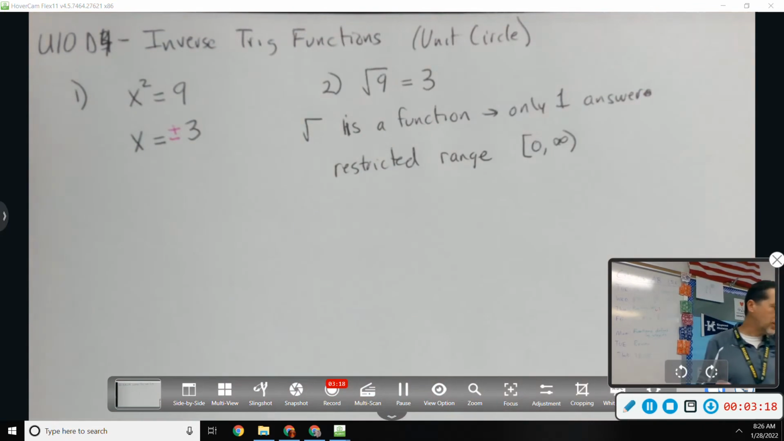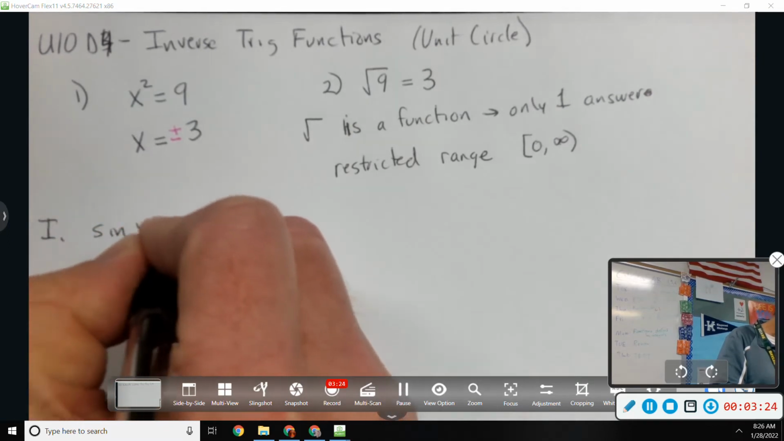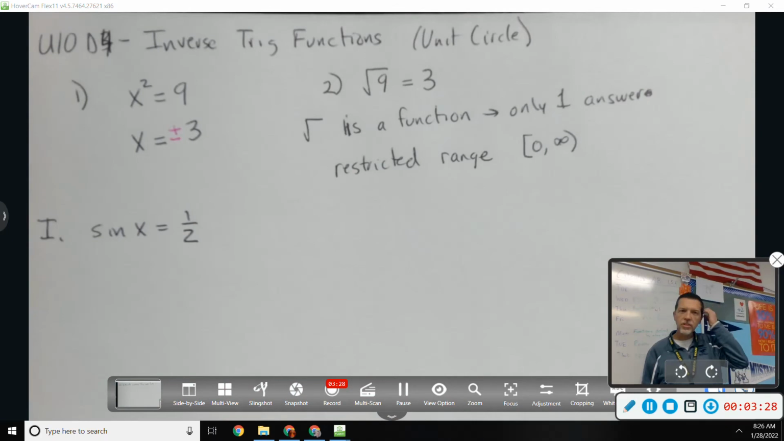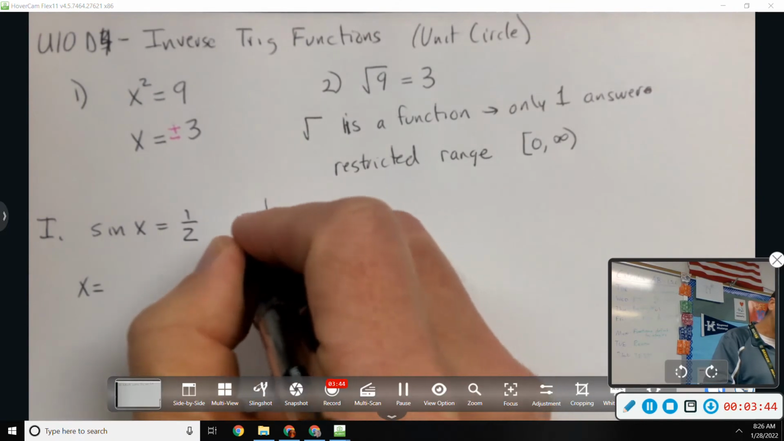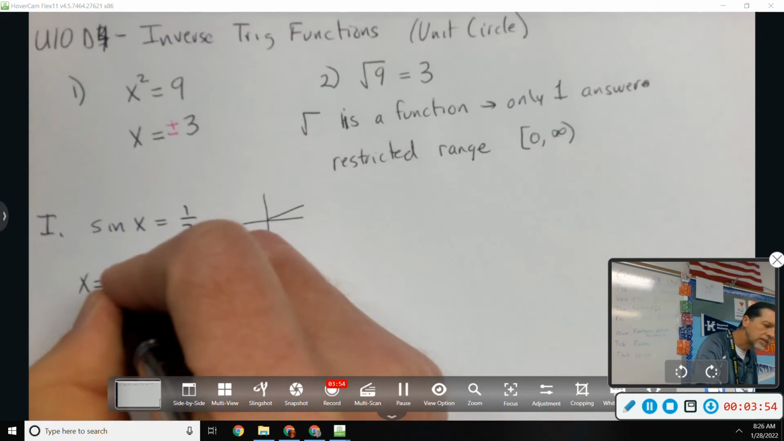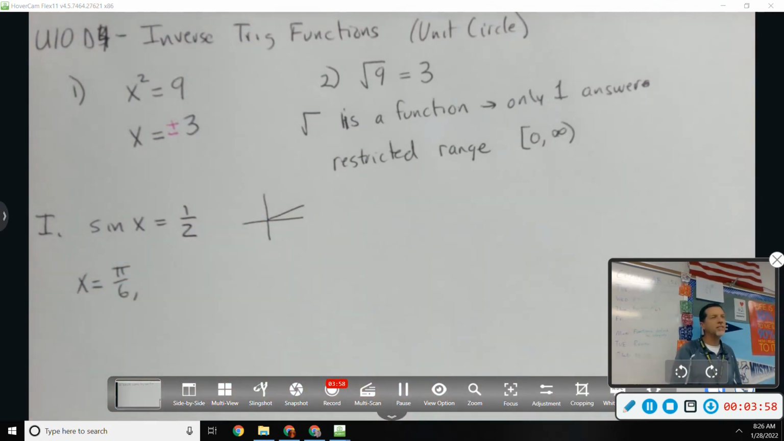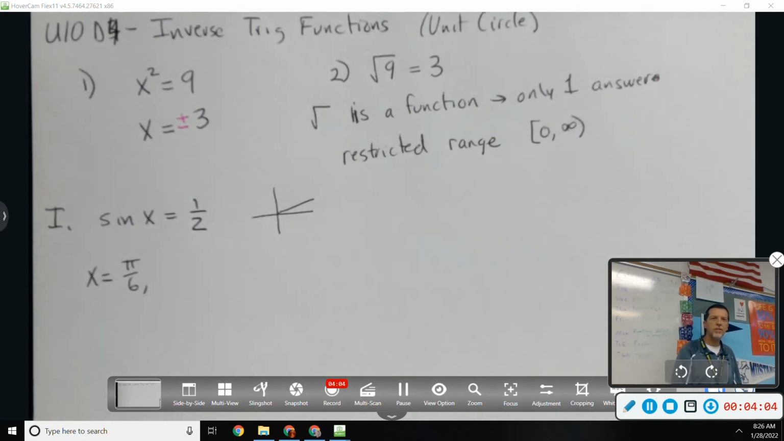Okay. That's really, really similar to what happens with inverse trig functions. So let's start, kind of a parallel setup. Let's start with an equation, sine of x equals 1/2. Let's see, where does the sine of x equal 1/2? Unit circle experts. Pi over 6. That's a sure one. Where else does sine of x equal 1/2?